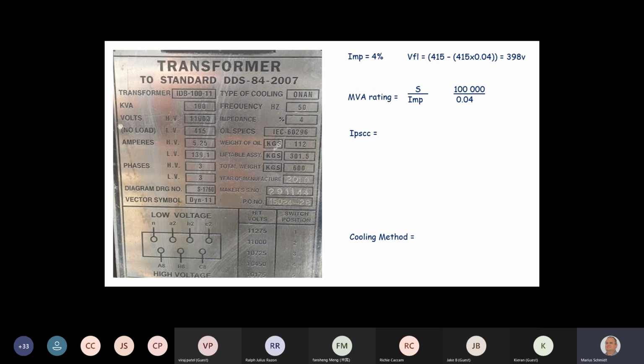No, 0.038. So you say 3.8 divided by 100. This is 4 divided by 100. Right, what is this answer, guys? I saw some guys writing good answers down. 2.5 million or 2,500 kVA. But a fault level is always given in MVA. So the answer is 2.5 MVA.